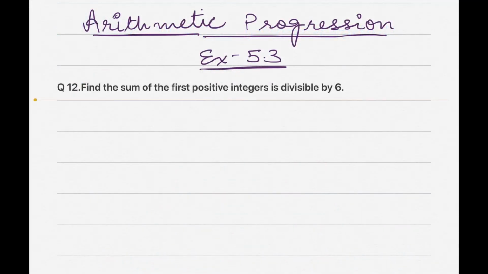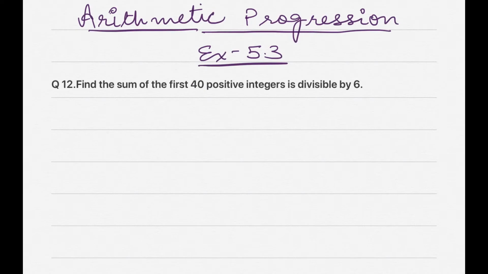Okay guys, so we have finished 11 questions of exercise 5.3 in our previous videos. Now we have to start with question number 12, and we are continuing with the chapter of arithmetic progression. This exercise, you remember, is related to the sum of terms of an AP, right? So let's move to question number 12.